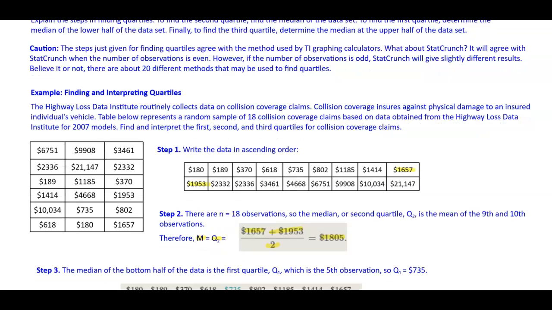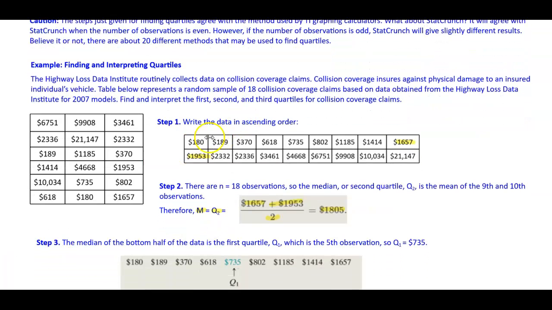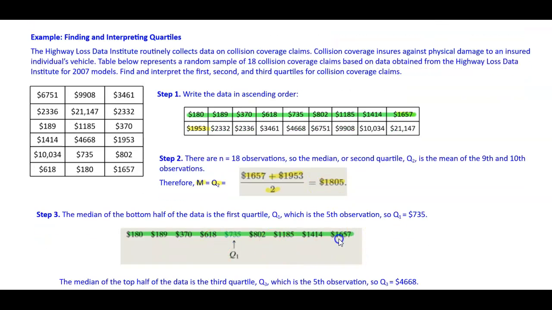Now, in step 3, we need to separate the bottom and the top half of the data. We need to look at the median of the bottom half of the data. Here is the bottom half of the data. It goes from 180 to 1,657. The middle number, Q1, is the 5th observation. So Q1 is equal to 735.